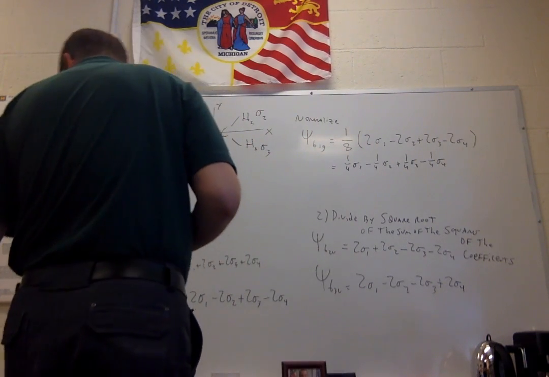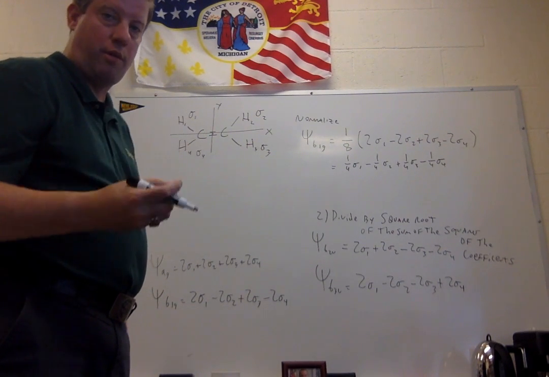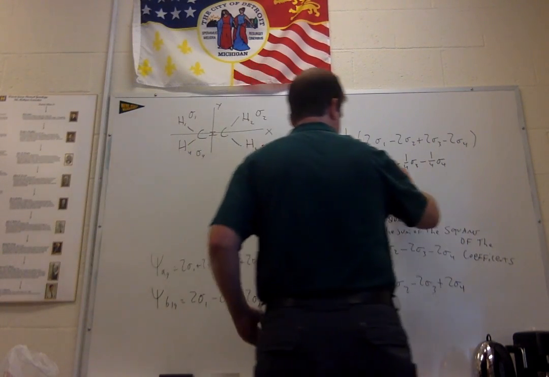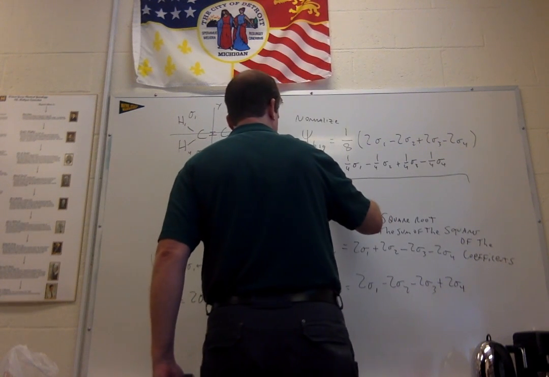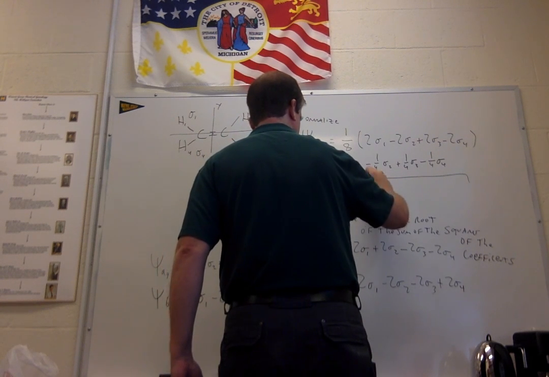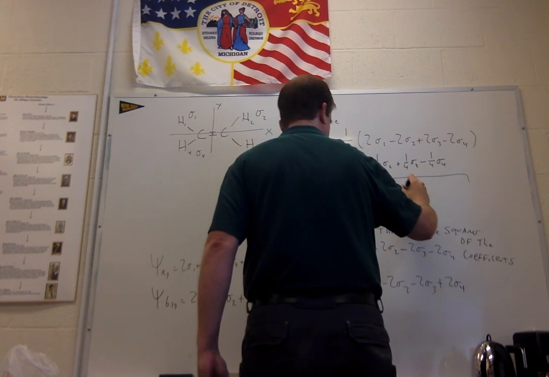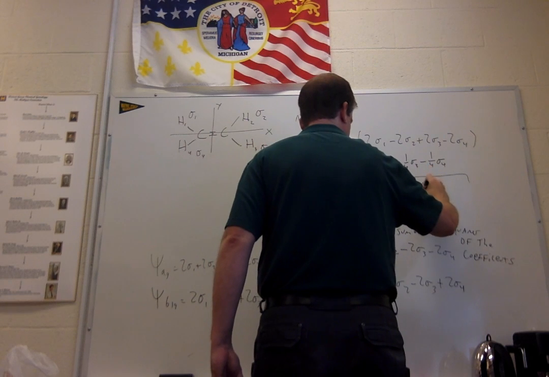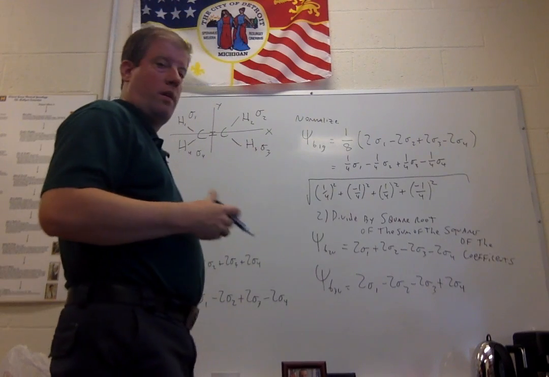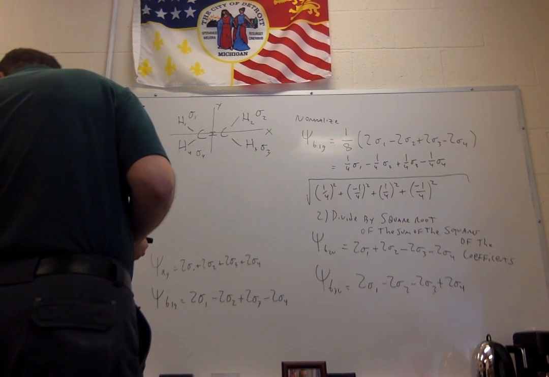And now, you divide by the square root of the sum of the squares of the coefficients. So, for step 2, we're going to take the square root of the sum of 1/4 squared plus negative 1/4 squared plus 1/4 squared plus negative 1/4 squared. Right? So those are the coefficients: 1/4, negative 1/4, 1/4, negative 1/4. We're going to square all those and take the square root.